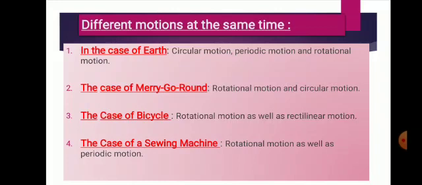Now in the fourth case, the case of a sewing machine. The sewing machine has a wheel which rotates on an axle. So the wheel of a sewing machine shows rotational motion. The sewing machine also has a needle which moves up and down continuously. So the needle of the sewing machine undergoes periodic motion. Thus we can say that the sewing machine exhibits two types of motion at the same time: rotational motion as well as periodic motion. So these are examples of different motions at the same time.